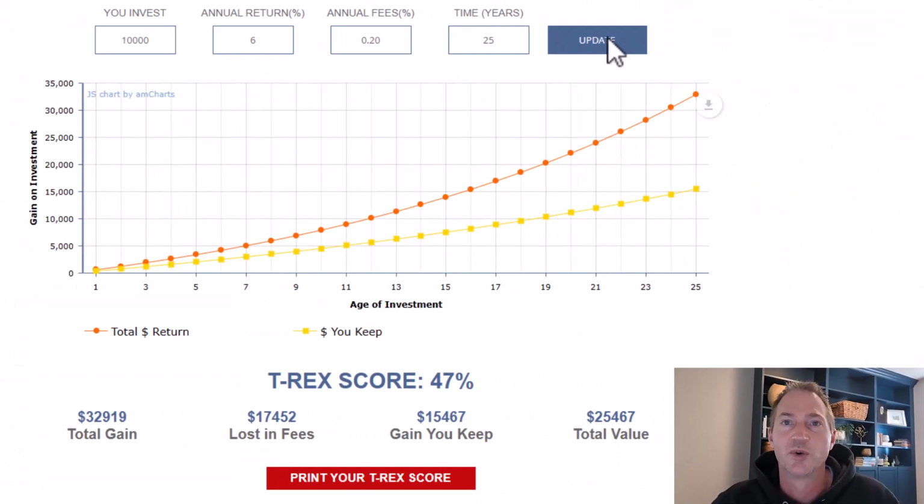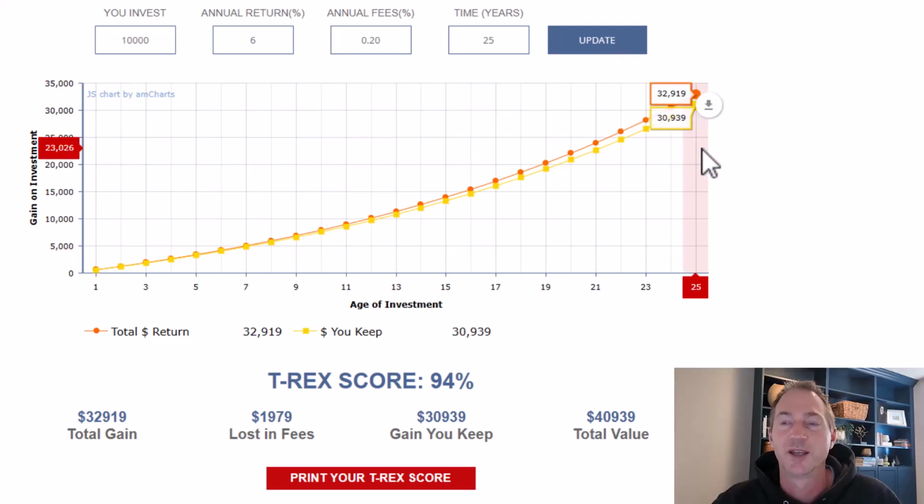So I've entered 0.20 as the fees. And you can see now when I click update, your T-Rex score is 94%. You get to keep 94% of all of your growth, and 6% goes to the ETF company. That means your portfolio would have grown $32,919, so $33,000, and you would have got to keep $31,000 of it. So your overall fees after 25 years is less than $2,000. So like Larry says, that's an easy way to beat the bank, is just by investing in low-cost ETF funds.